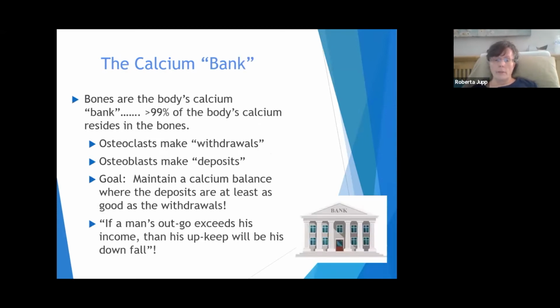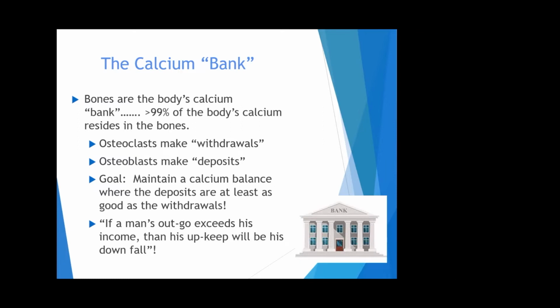The other analogy with the bones and the body is the calcium bank. Our bones have about 99% of the body's calcium. And again, those osteoclasts make withdrawals and the osteoblasts make deposits. So our goal is to maintain our calcium balance so the deposits are about the same as the withdrawals. We don't want to lose too much of that bone tissue, bone cells. Dr. Clark likes to make this quote: if a man's outgo exceeds his income, then his upkeep will be his downfall. And so it's true with the bones.